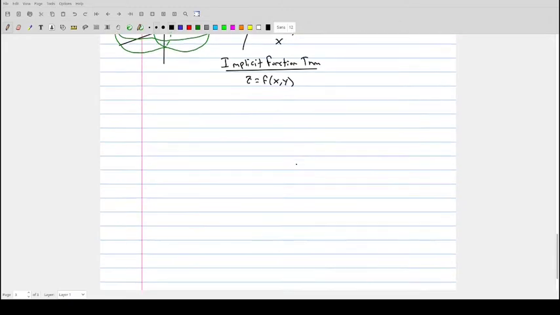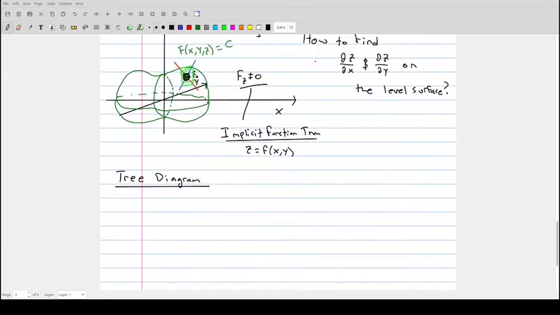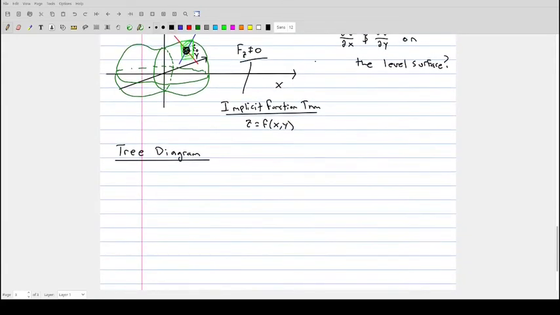And so what that means is we have a chain of dependence. So the tree diagram for this scenario is saying that, well, if w is equal to f of x, y, z, it's a function of three variables, and z is a function of x and y.